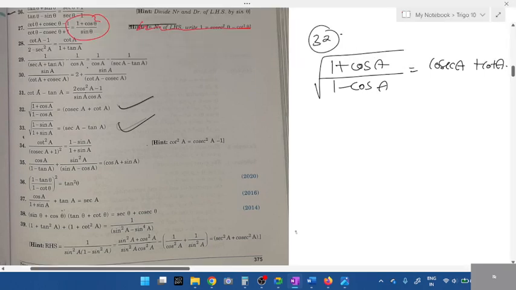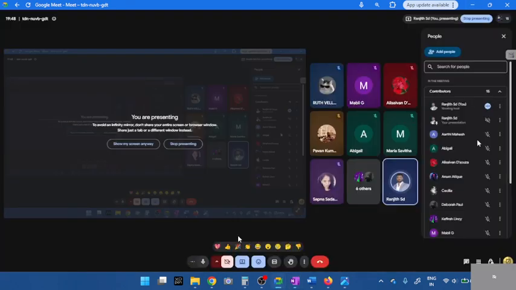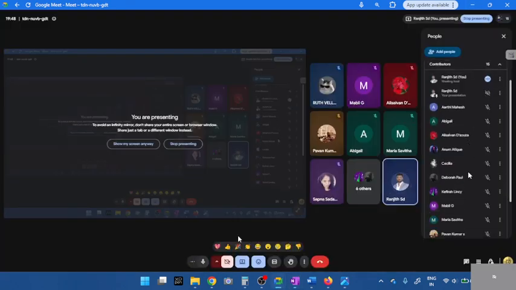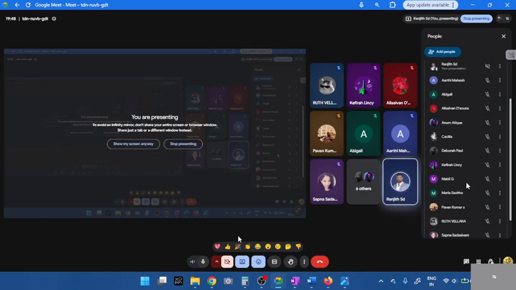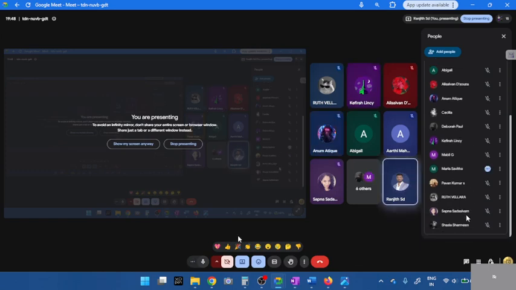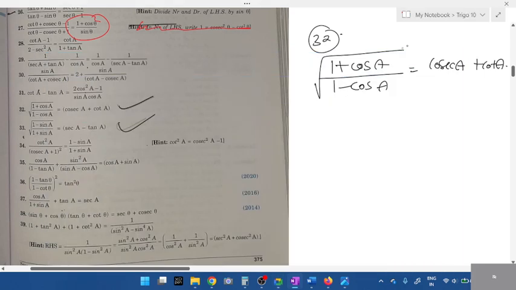What about second batch students? Are you able to solve trigonometry questions? Aarti, Anam, Amy, I've already taught you all, students. Mebli, Kefera, Dia, okay.